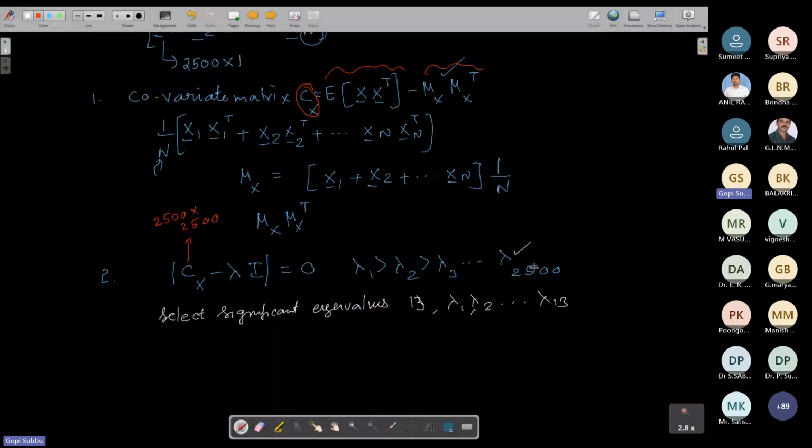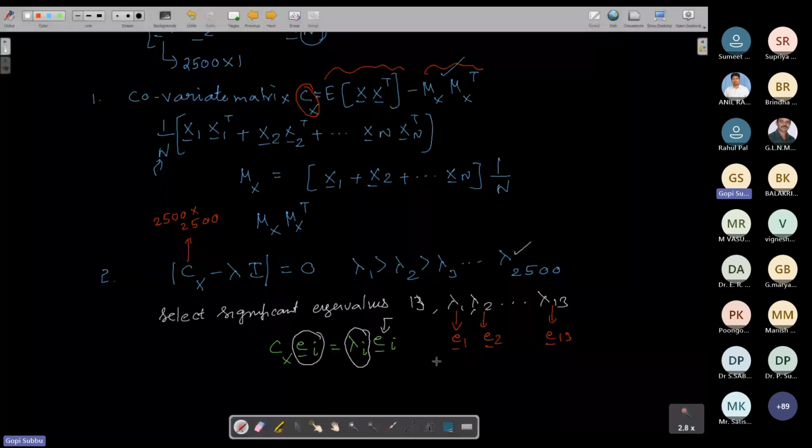Then for every significant eigenvalue, you find the eigenvector. Basically, this is Cx ei equal to lambda i times ei. You need to solve this, finding the vector ei that satisfies the equation Cx ei equals lambda i ei, where lambda i is the corresponding eigenvalue and ei is the eigenvector.